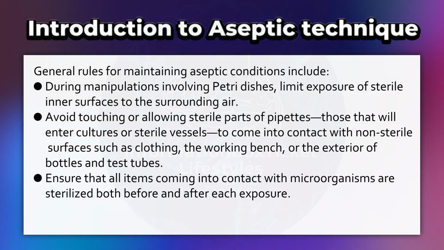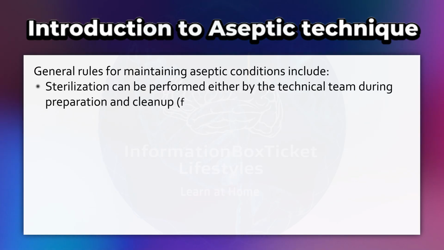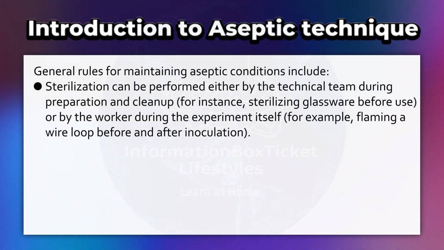Ensure that all items coming into contact with microorganisms are sterilized both before and after each exposure. Sterilization can be performed either by the technical team during preparation and cleanup, for instance, sterilizing glassware before use, or by the worker during the experiment itself. For example, flaming a wire loop before and after inoculation.